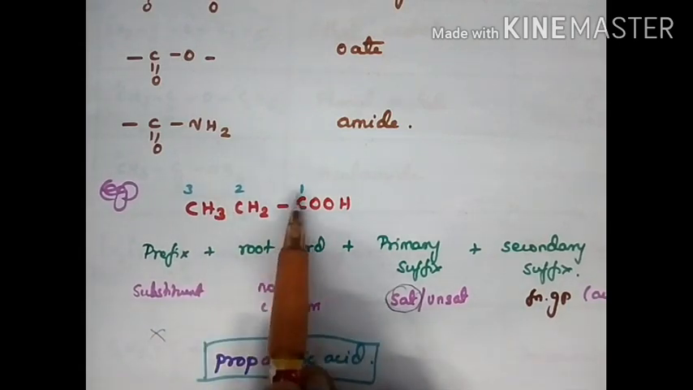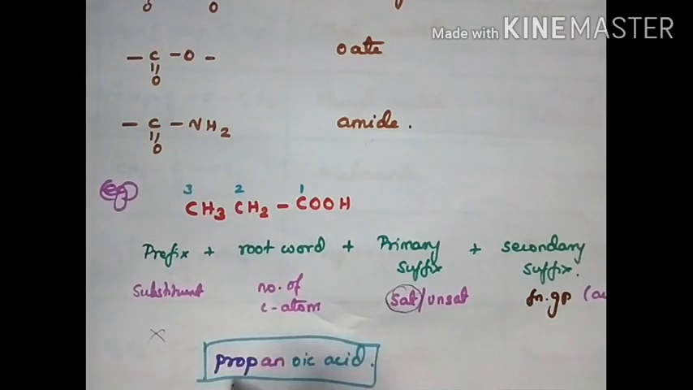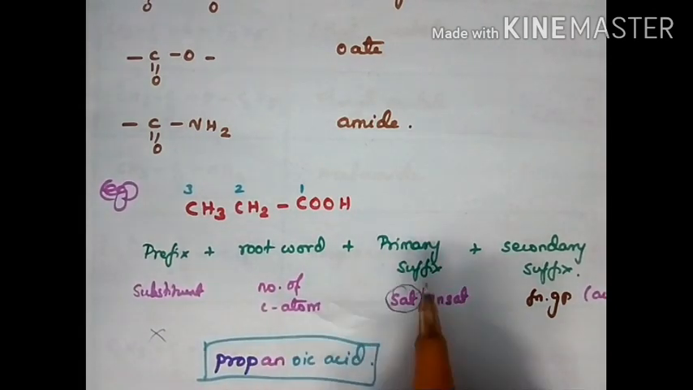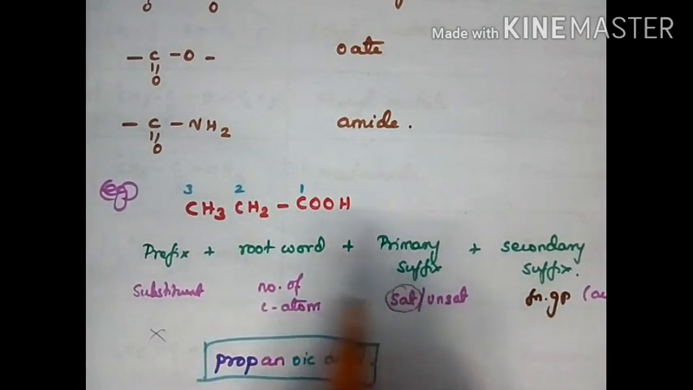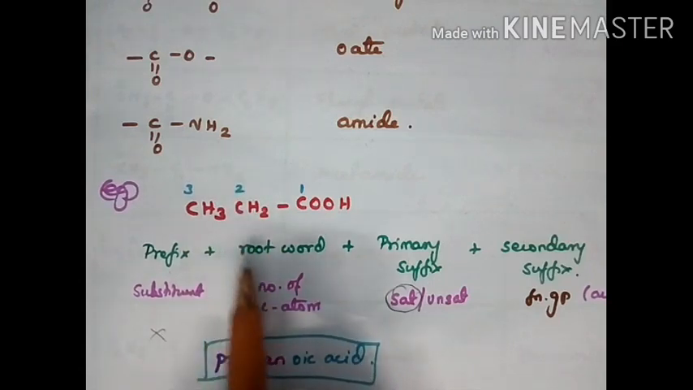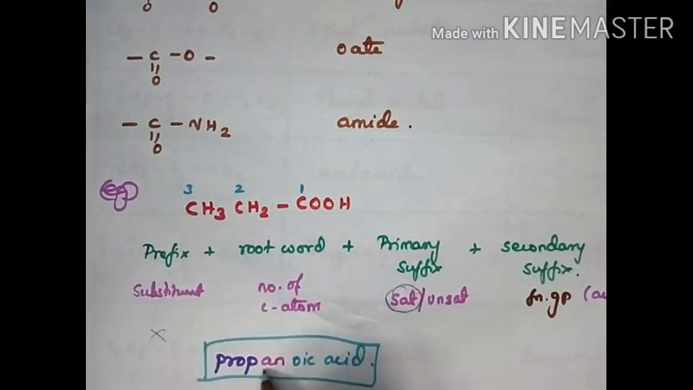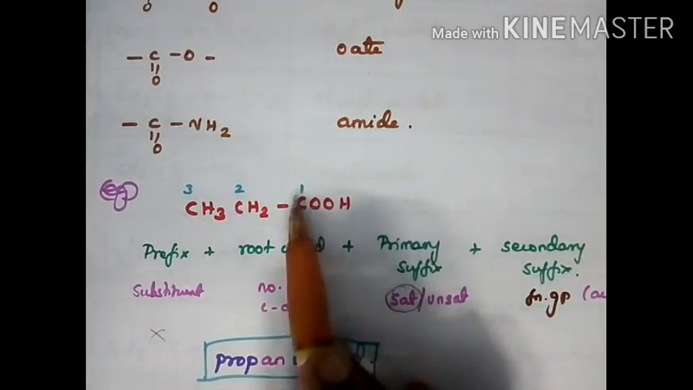Find the root word. How many carbon atoms? 3. Then you must write prop. Next find whether it is saturated or unsaturated, whether any double bond is there or not. No. So it is propane. What is our functional group?